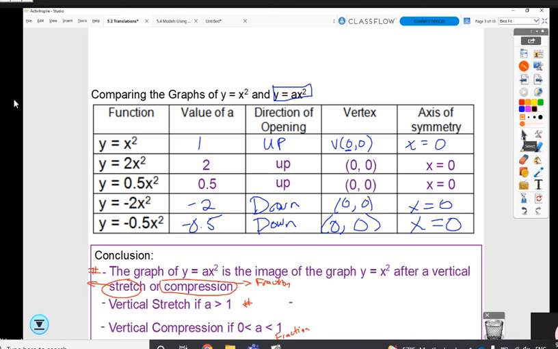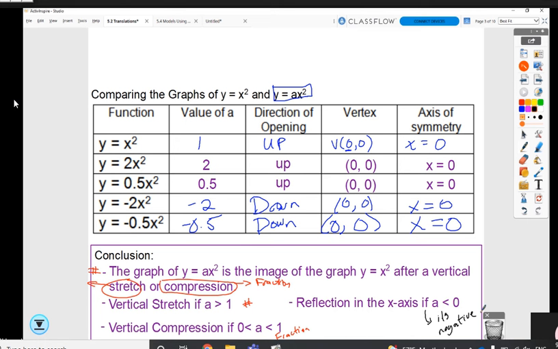And one more thing, because that a value could be positive or it also could be negative. And what that does is we say, okay, well, it's a reflection in the x-axis if a is less than 0, or if it's negative. It could be negative anything. And we learned that negative 0.5 is still facing down. -2, a value is still facing down.